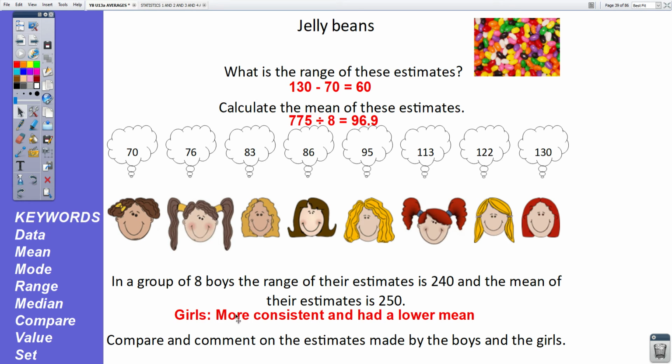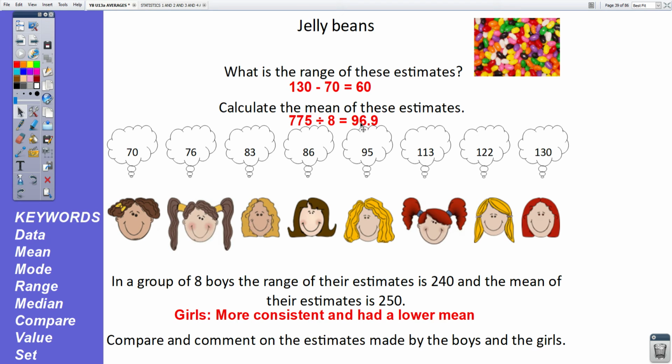The girls were more consistent. Now, what we mean by consistent is that their range was much smaller. Their range was between 70 and 130, so it was fairly consistent, whereas the boys had a range of 240. That means if the lowest boy had estimated 70, the highest boy would have estimated 240 more than that, which is 310. Massive difference there, massive difference. So the girls were more consistent.